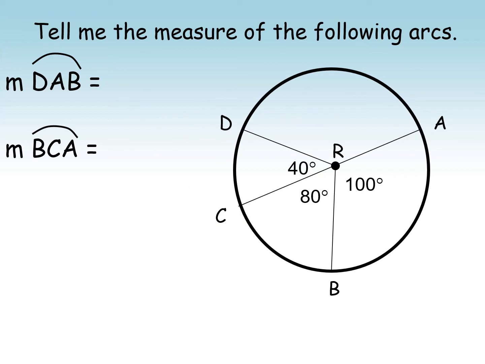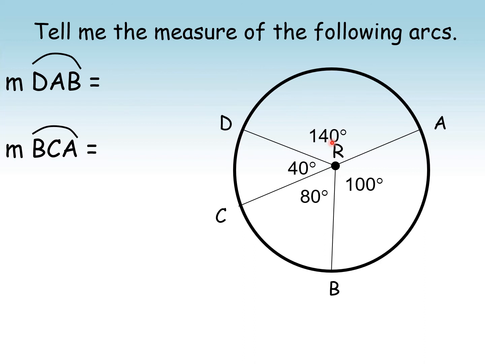So tell me the measure of the following arcs. Let us determine the measure of arc DAB. So before we determine the measure of arc DAB, we are going first to determine the central angle DRA. So to determine the measure of that, first we are going to add 100 plus 80 is 180 plus 40 is 220. And then we are going to subtract it from 360. So it is equal to 140 degrees. To check whether our answer is correct, we are going to add everything. If it's equal to 360 degrees, then 140 is correct.